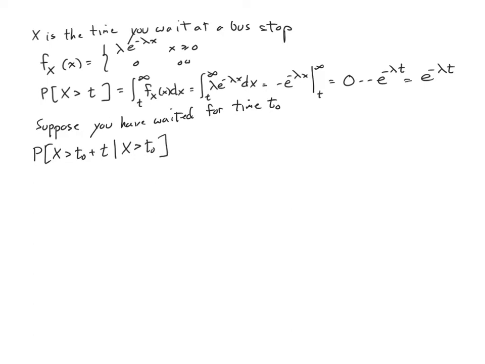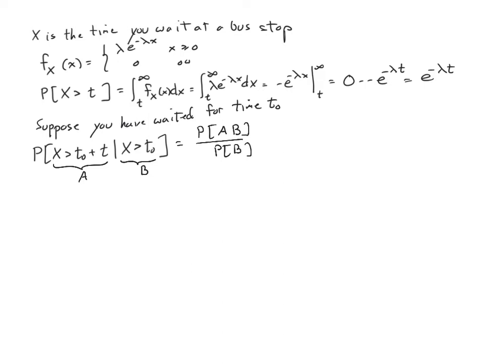So t0 is what you've already waited, and now it's the probability you wait at least t0 plus an additional t, given you've already waited t0. So the way to solve this problem is that you think of this as event A, and this is event B, and you go back to the definition of conditional probability from the beginning of this semester. It's the probability of A and B over the probability of B.